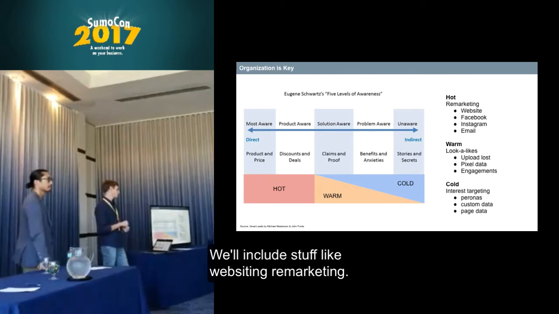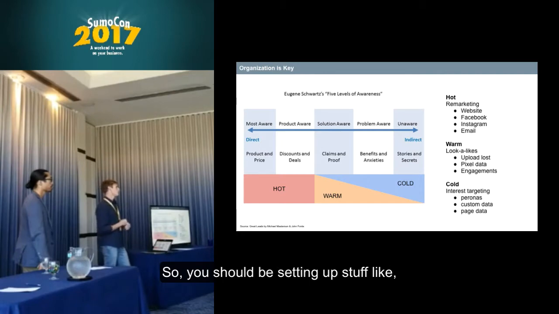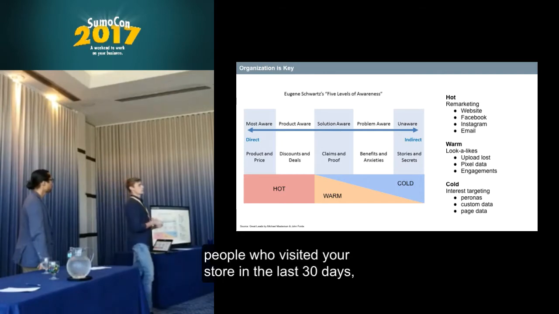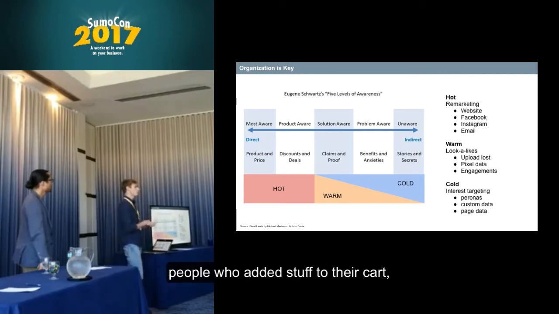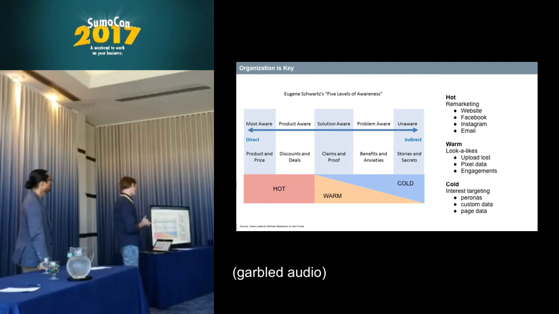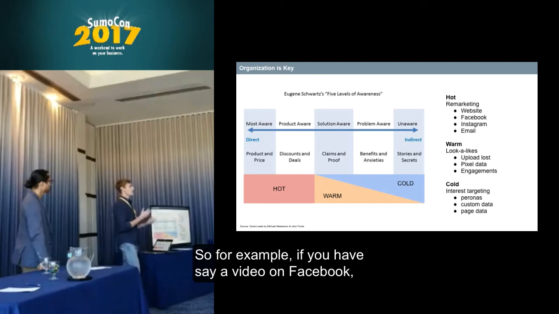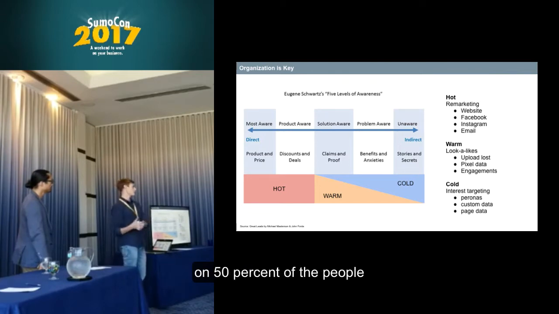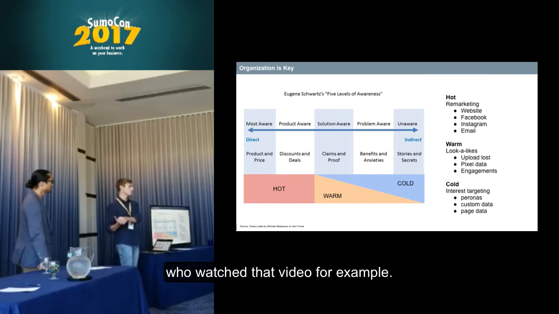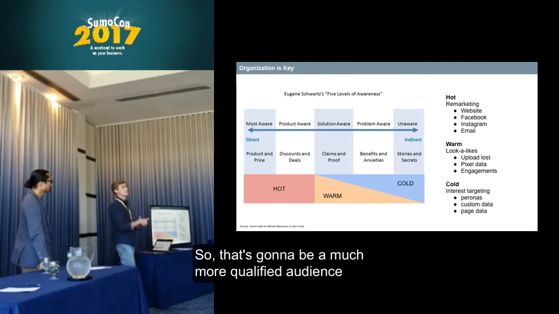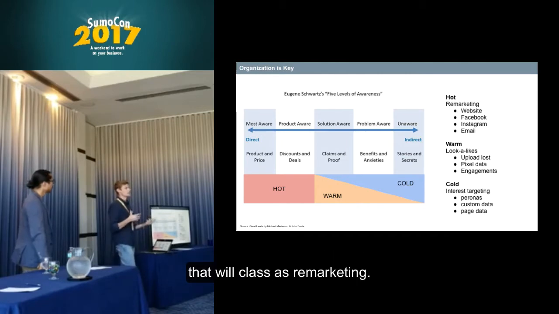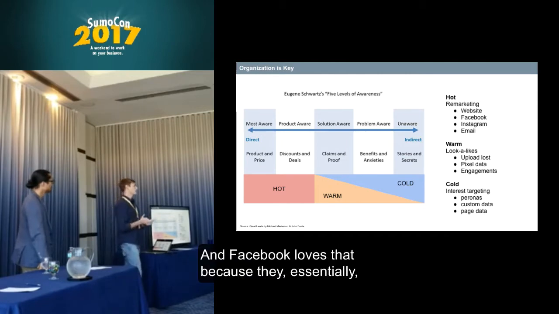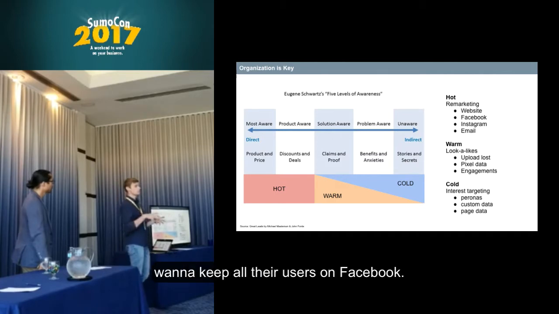This will include stuff like website remarketing. So you should be setting up stuff like people who visited your store in the last 30 days, people who added stuff to their cart but then didn't check out, and a few other remarketing audiences. For example, if you have a video on Facebook, you can now create audiences based on 50% of the people who watch that video. That's a much more qualified audience that will class as remarketing. And Facebook loves that because they essentially want to keep all their users on Facebook.